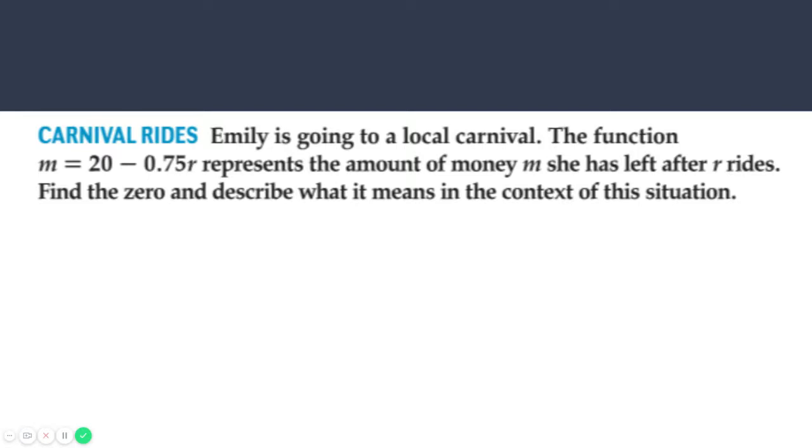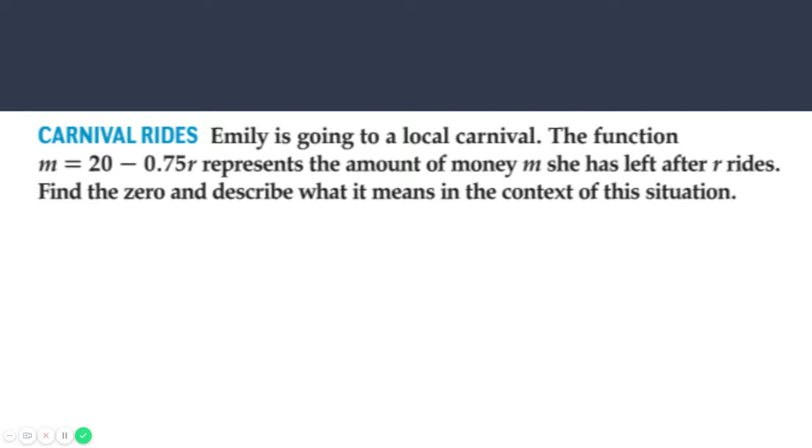Of course, whenever you're trying to find zeros in a real-world situation, they're not always going to work out real nice like the last one did where we had exactly 24 minutes. So let's take a look at an example and see what happens here when we don't get a nice and easy number. So Emily is going to a local carnival. This function m is equal to 20 minus 0.75r represents the amount of money m she has left after r rides. We're going to find the 0 and describe what it means in context to the situation.